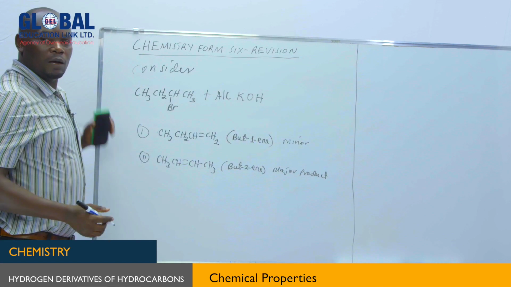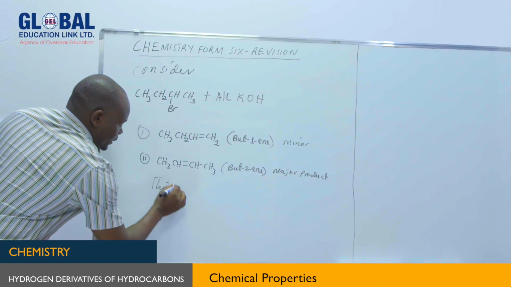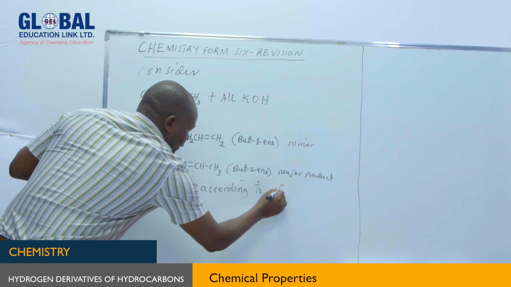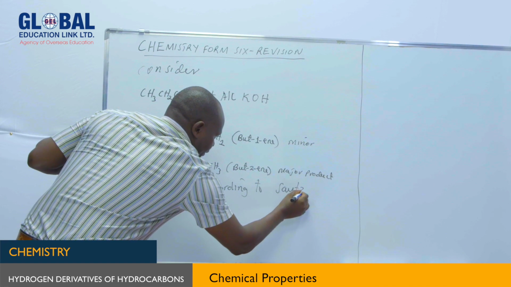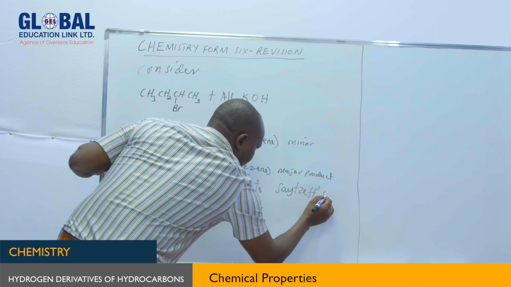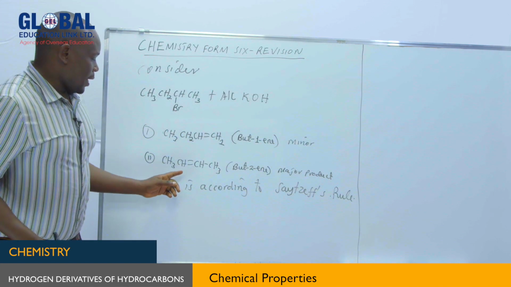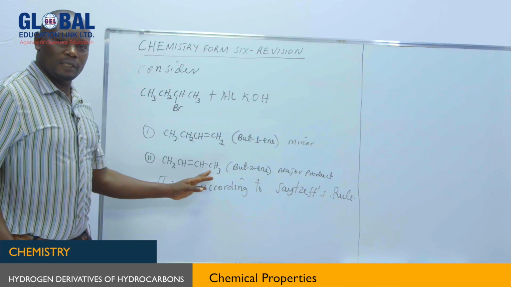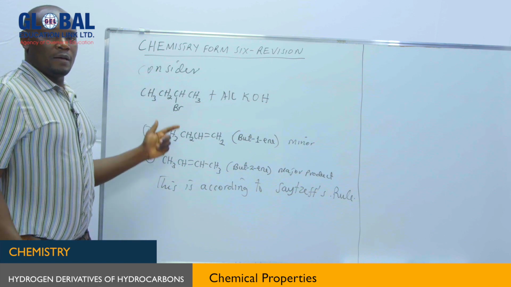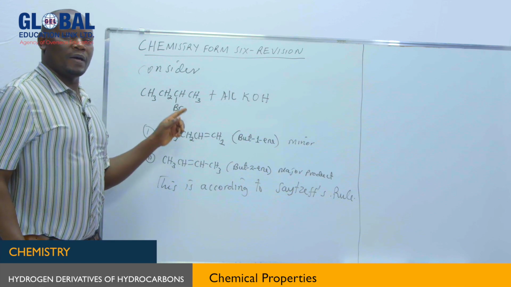And this is according to Saytzeff's rule, which states that the alkene that is substituted with the most alkyl groups on the carbons carrying the double bond is the major product, while the one which is less substituted at the carbon double bond is the minor product.